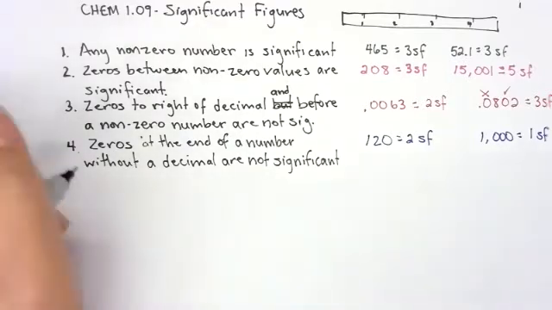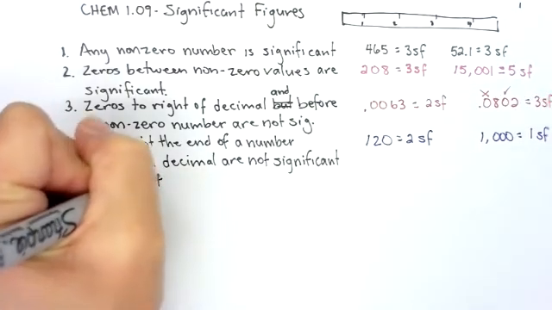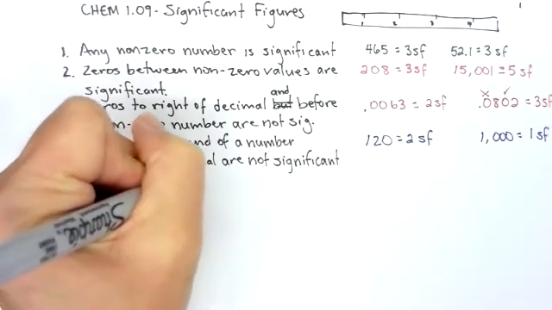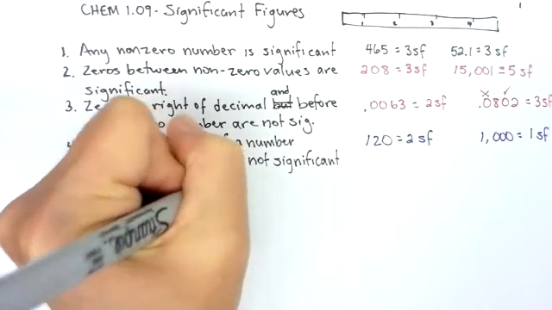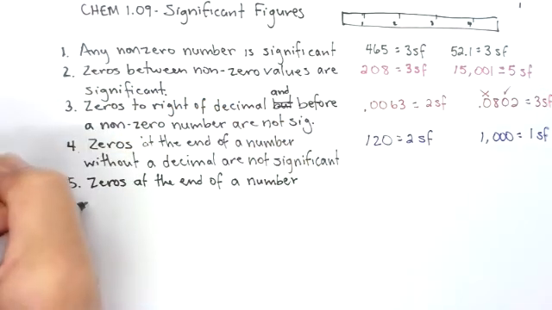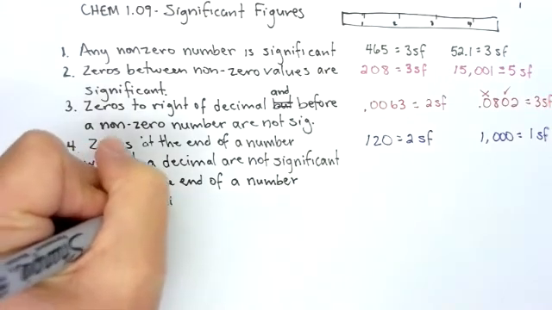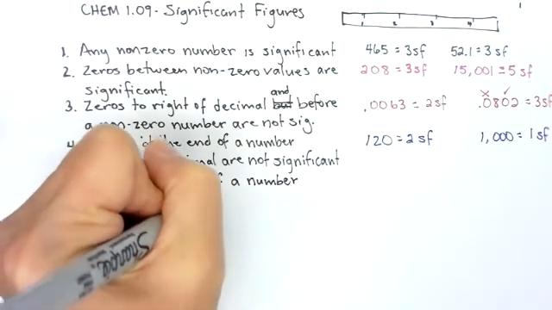Okay, finally, rule number 5. Zeros at the end of a number with a decimal are significant.